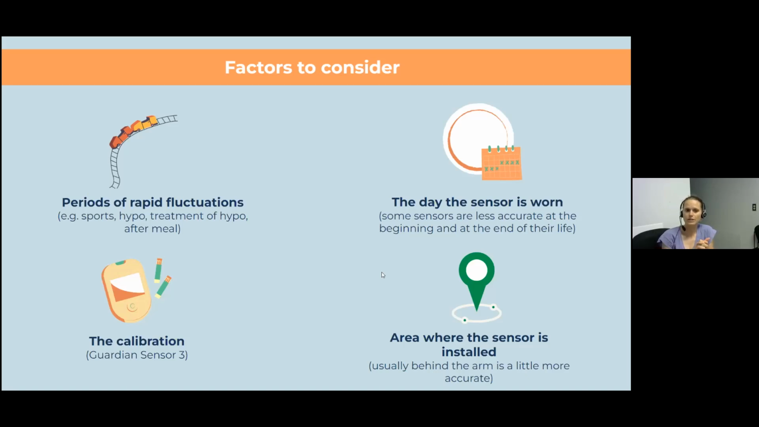Finally, the calibration of the device is very important. So this is only going to be the case for the Guardian Sensor 3. That still requires a calibration with a blood glucose measurement from a glucometer every 12 hours. So it's going to be important to calibrate the device adequately to ensure its accuracy.